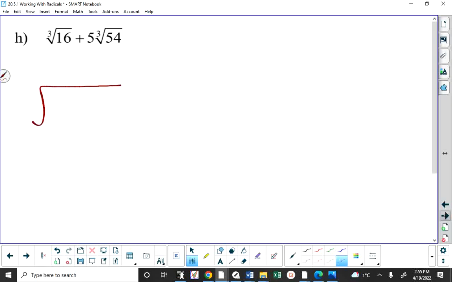Cube root of 16 is 2 times 2 times 2 times 2 underneath the radical sign. By the way, this thing that's under the radical sign is called a radicand, and we'll use that word more often later on.